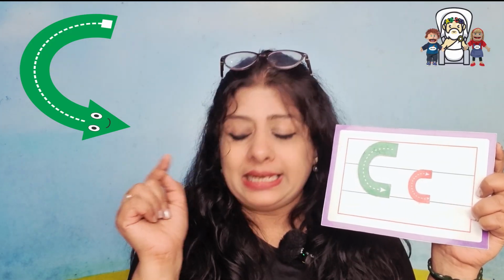So like this, you will say the pattern. And what is the pattern? One curve. The C is one open curve. So one open curve. This is the one-liner that you will use to trace the letter C.